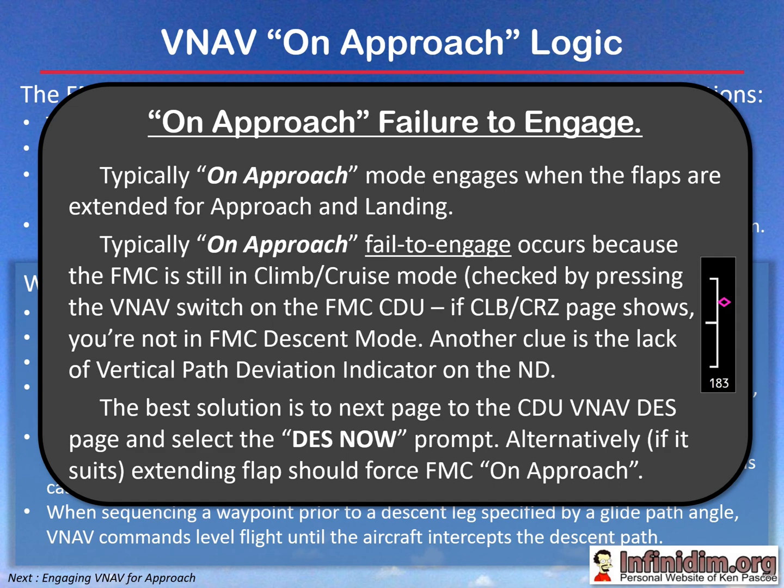But also, if you were to reach down again to your CDU and press the VNAV switch, you'll either get the climb or the cruise page. There are a couple of ways to correct this, but the recommended solution is to use the descend now prompt on the VNAV descent page. You'll need to execute that change in order to force the FMC into descent mode. Shortly after that, you should see the vertical path deviator indicator on the ND, and you'll know hopefully all is well.